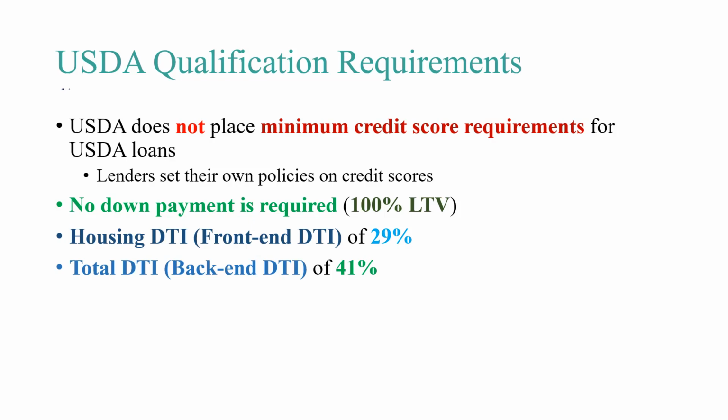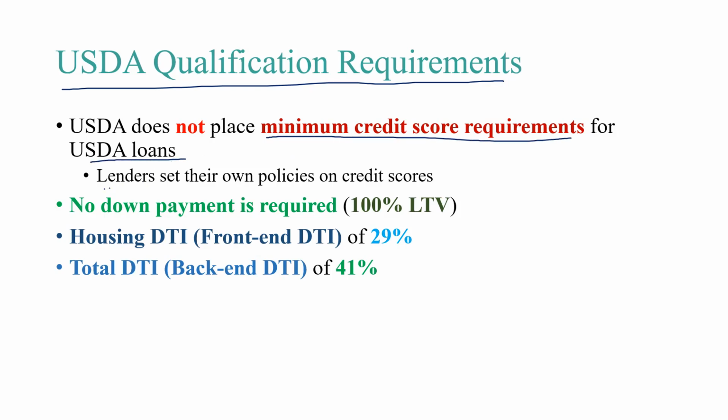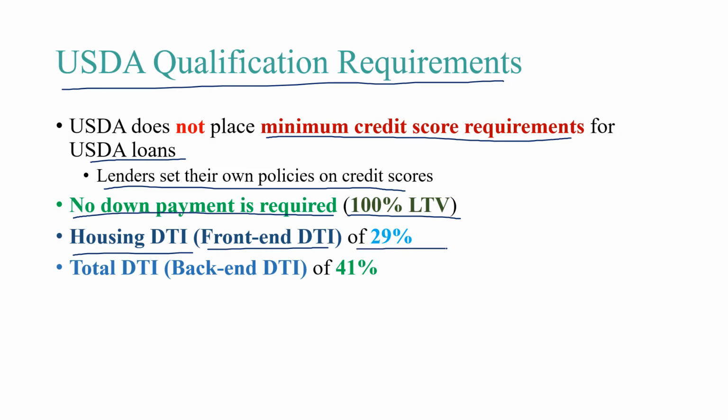Let's talk about USDA qualification requirements. Now, the USDA does not place minimum credit score requirements for USDA loans, so lenders set their own policies on credit scores. There is no down payment required for a USDA loan, so the LTV could be up to 100%. And the housing DTI, also known as the front DTI requirement, is 29%. The total DTI requirement, also known as the back-end DTI, is 41% for USDA loans.